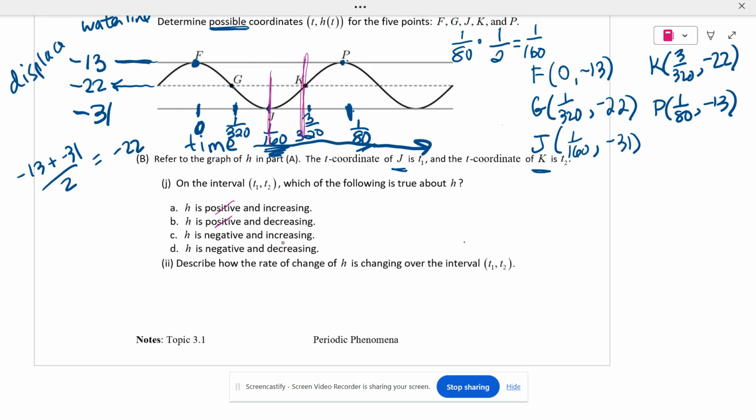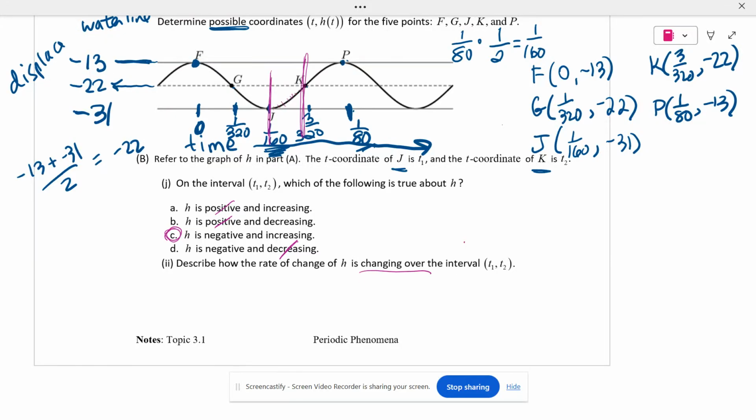Now we have to decide, are the points on the graph, are their outputs increasing or decreasing, right? And in this situation, from J to K, the outputs are going up, so the outputs are increasing. So that eliminates choice D. So there you go. And then describe how the rate of change of H is changing over the interval.